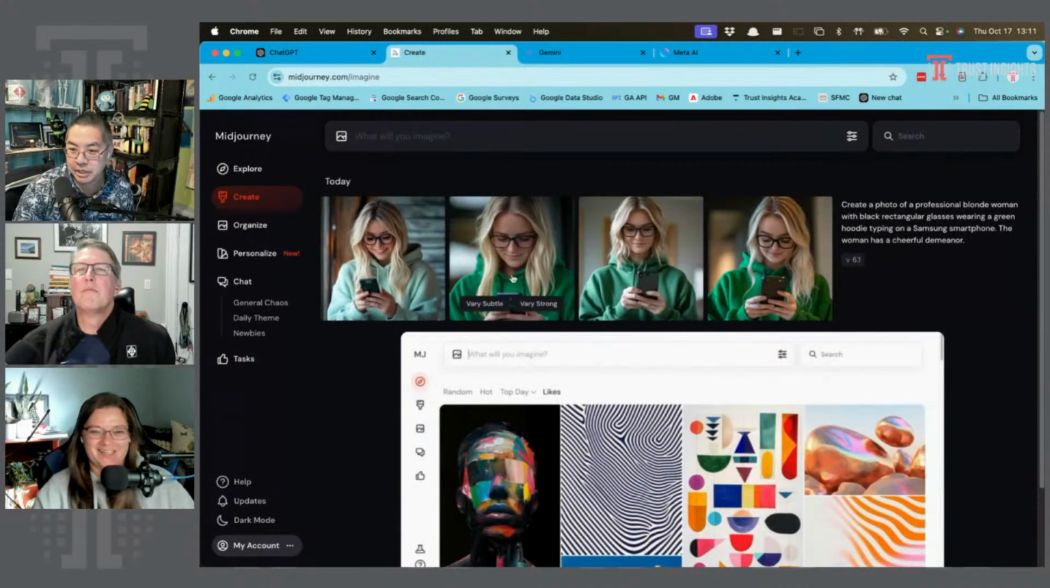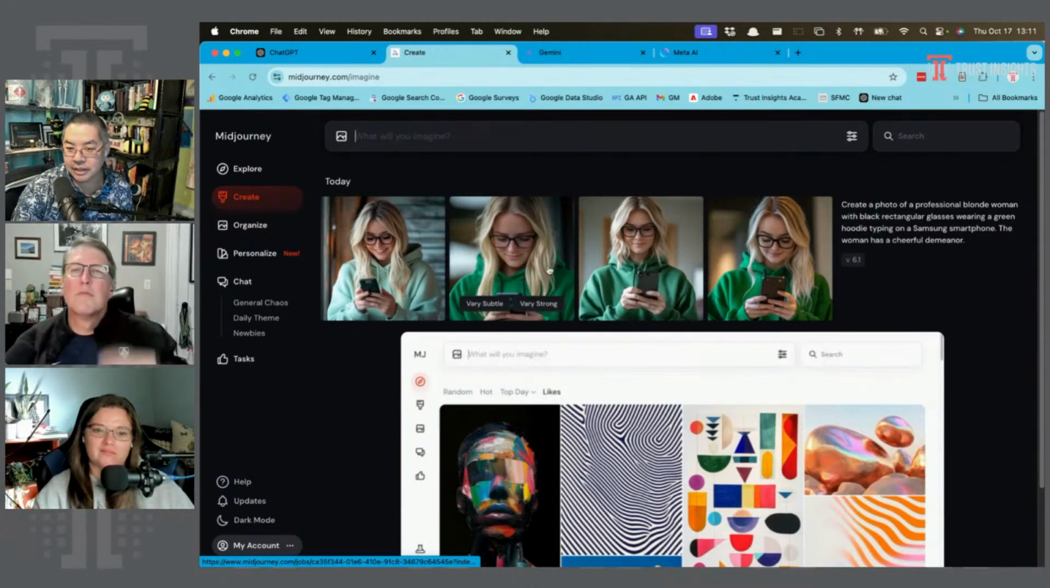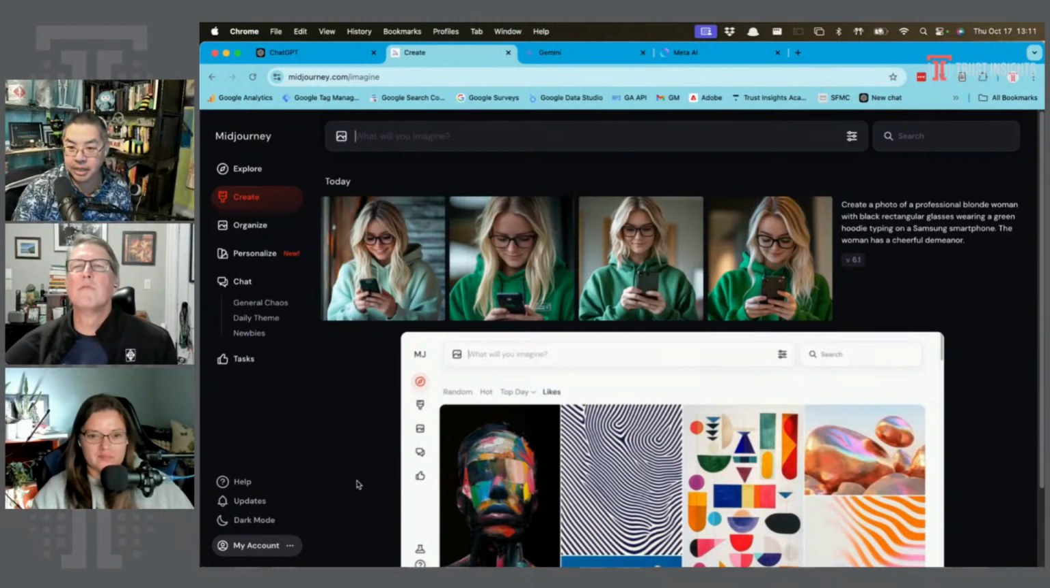So let's see what Midjourney came up with. Midjourney came up with four different variations here. And obviously there are refinement buttons, but that's what Midjourney came up with. Those are certainly an improvement over the existing ChatGPT. They're all fairly generic looking.